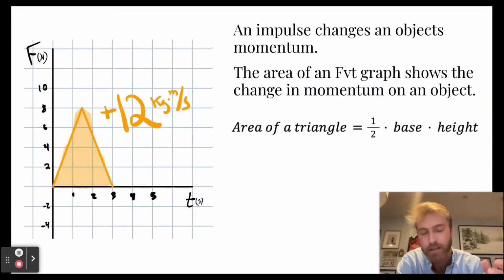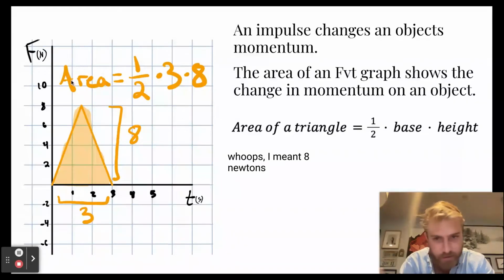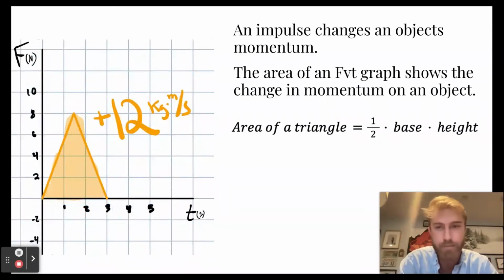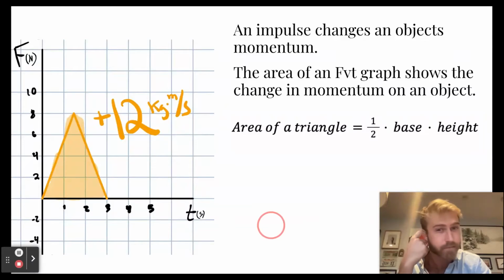Now, how did I get that? Well, the area of a triangle is 1/2 times the base times the height. I just looked at the base of this triangle, which was 3 seconds, and the height of the triangle is 8. Then I used the formula for the area of a triangle, 1/2 times the base times the height, and you end up with 12 as the area. And remember, because this equals the change in momentum, our units are kilograms meters per second. So if this were the soccer ball, that soccer ball would just gain 12 kilograms meters per second of momentum.